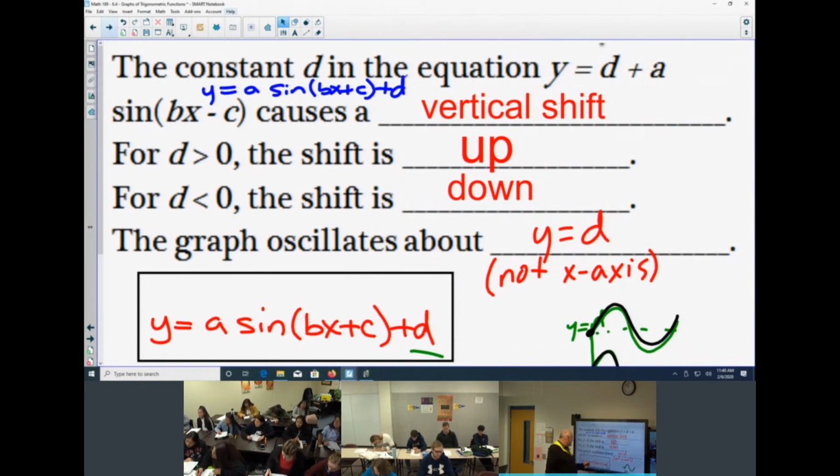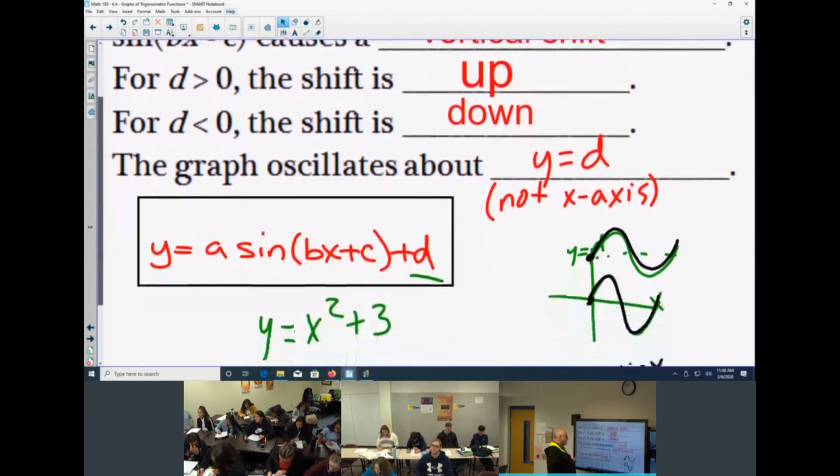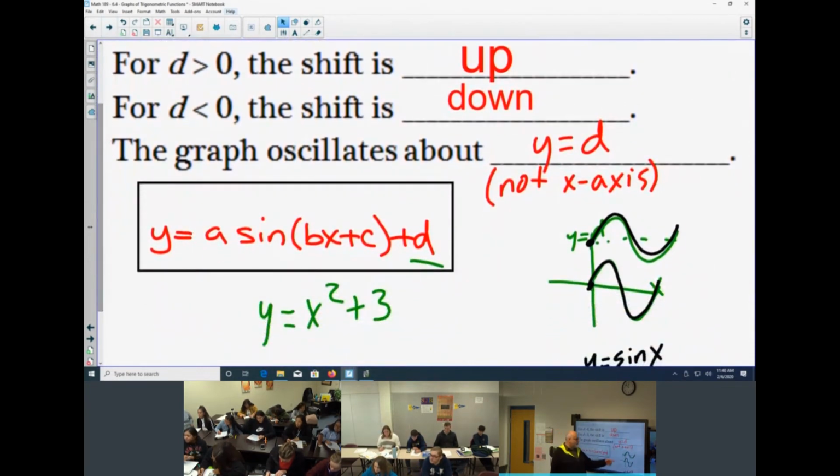So if it shifts up 2 units or something like that, instead of going up and down, oscillating about the x-axis, it'll oscillate around y equals 2. And so then you go up and down from that line. Okay? So it's just like having a plus 3 at the end of the polynomial, where it shifts the parabola up 3. The D shifts it up or down. Okay?